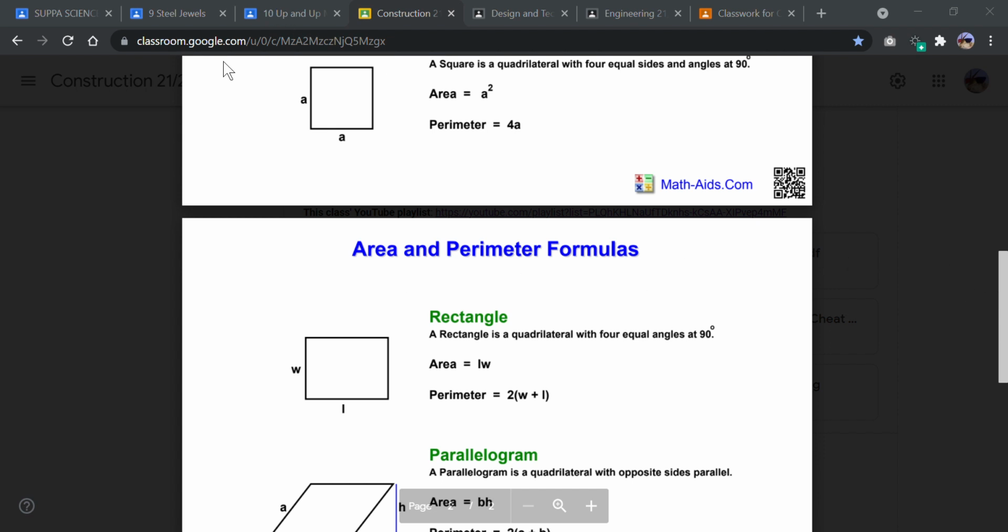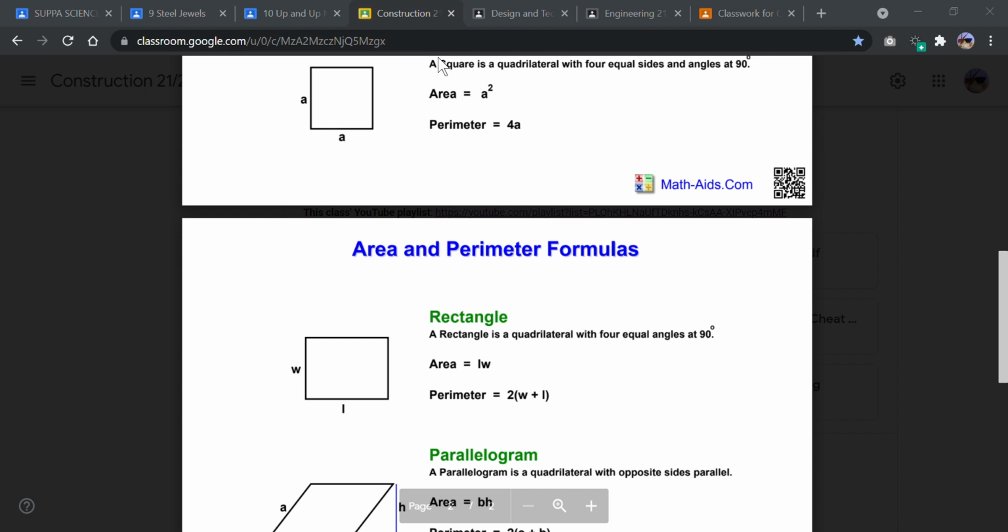Okay, and now the volume is pretty much similar to area, but instead of a 2D shape, it has to be a 3D shape. So it's like that. Okay.